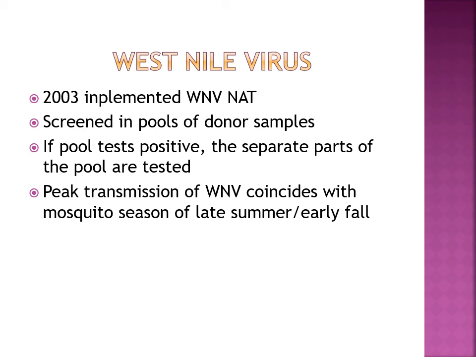So basically, you'll take your donors and you'll pool the plasma together. And if you have a pool that tests positive, then the separate parts of that particular pool are tested. So you may have, say, pools of 25. You get a positive reaction there. Then those 25 samples are then individually tested.